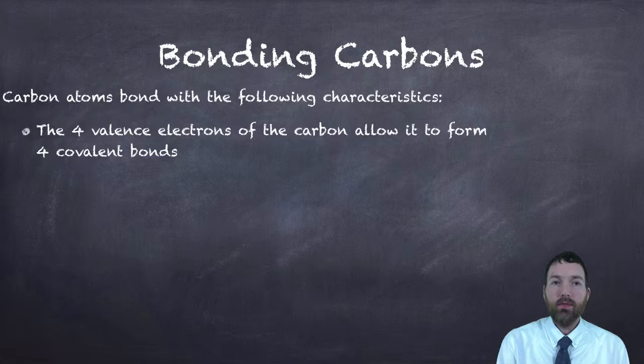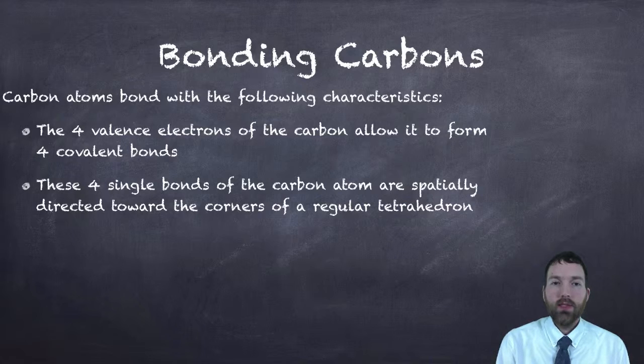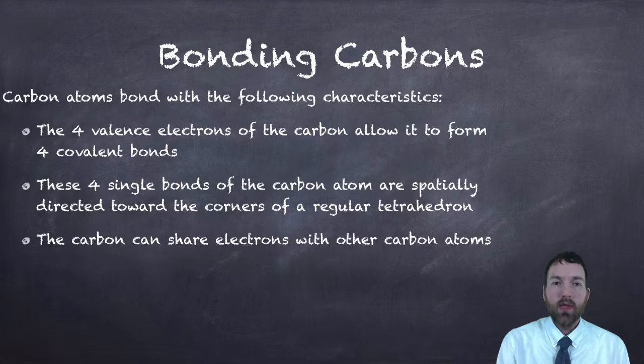As I said, there are 4 valence electrons of carbon, and it allows them to form 4 covalent bonds. These 4 single bonds of the carbon atom are spatially directed towards the corners of a regular tetrahedron. We saw tetrahedrons back in chapter 8 when we were drawing molecules. It's just an angle of about 109 degrees between each bond, and they go in all 4 directions.